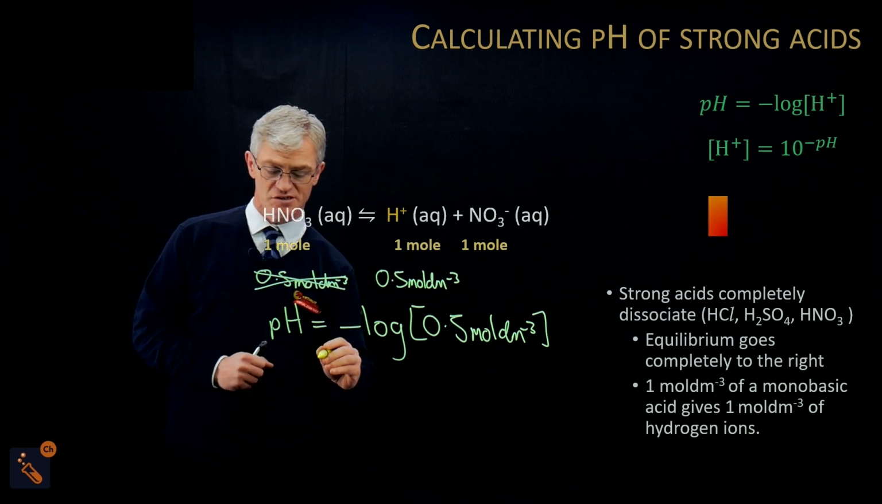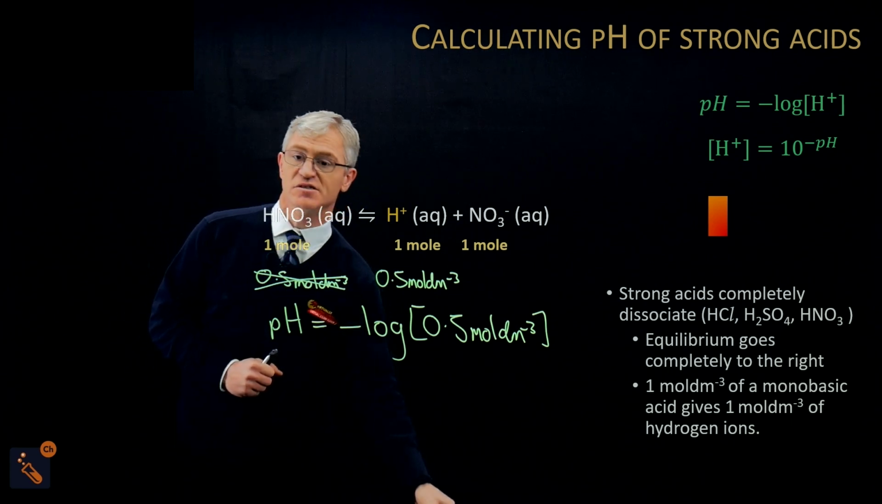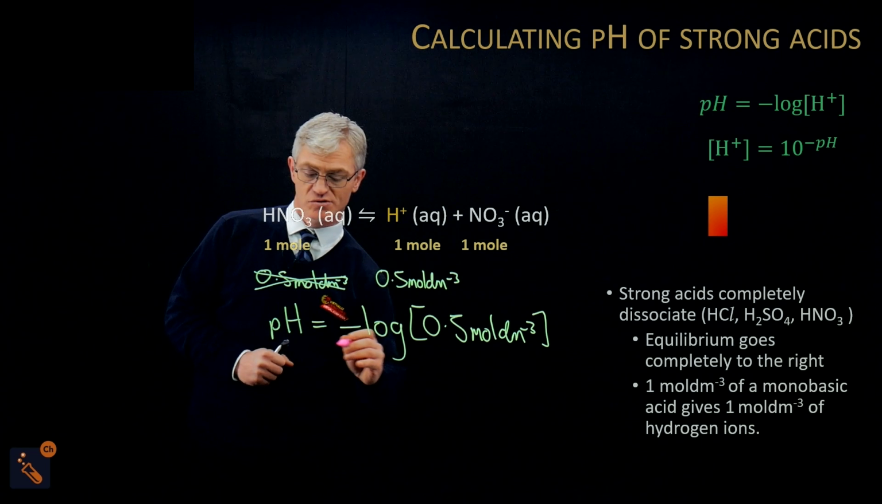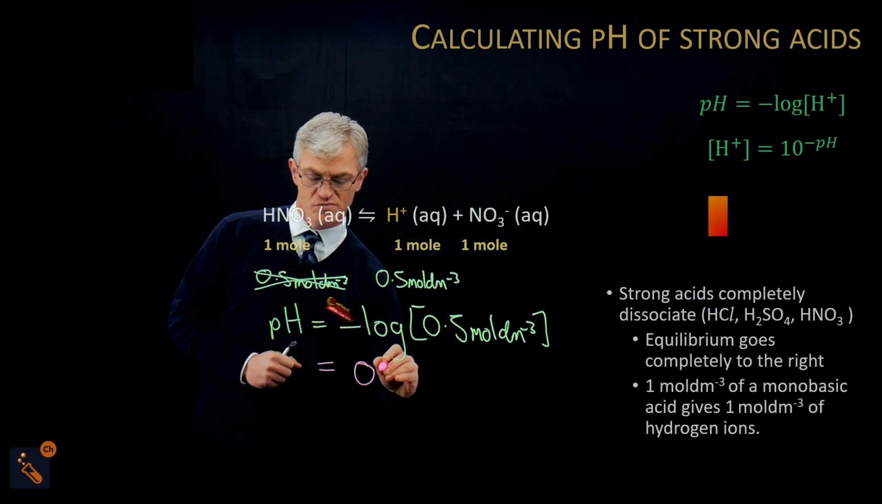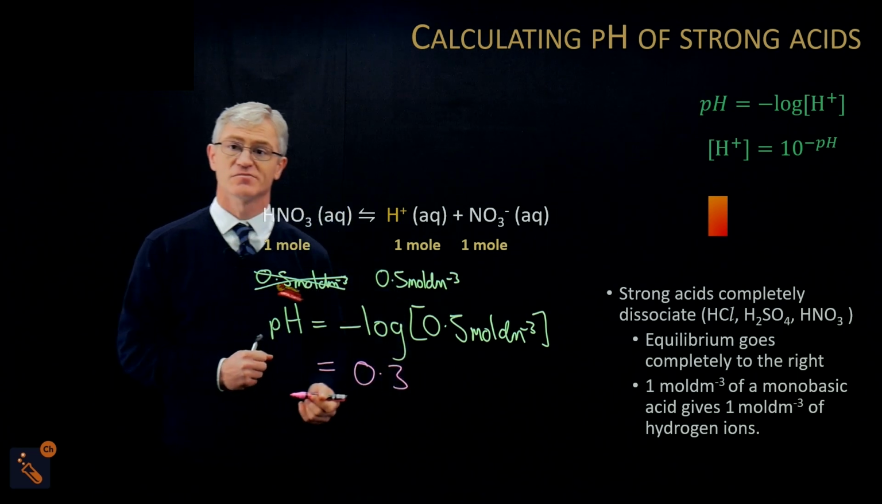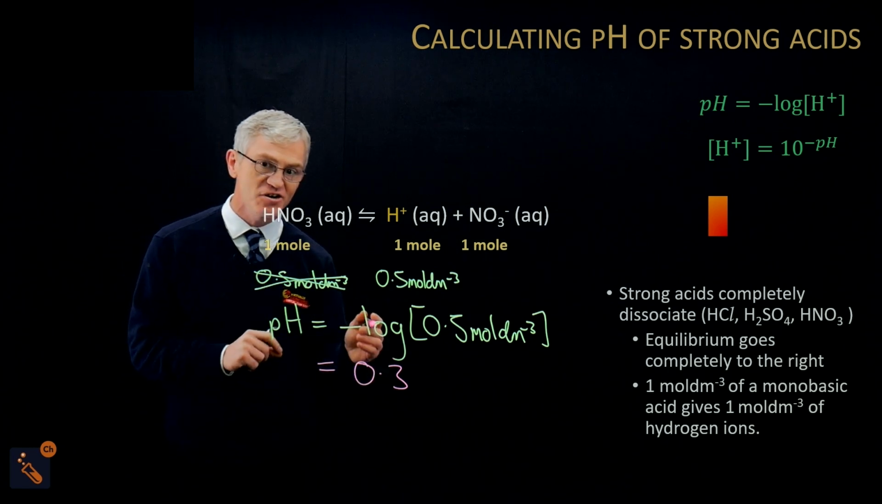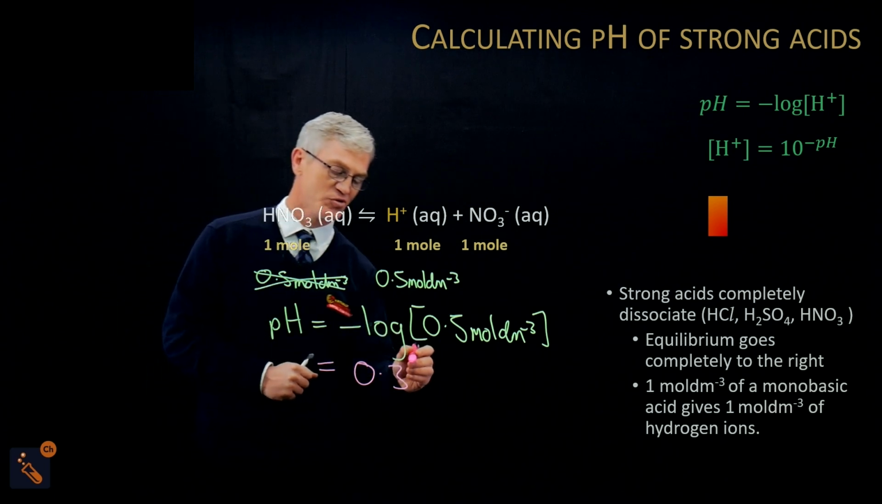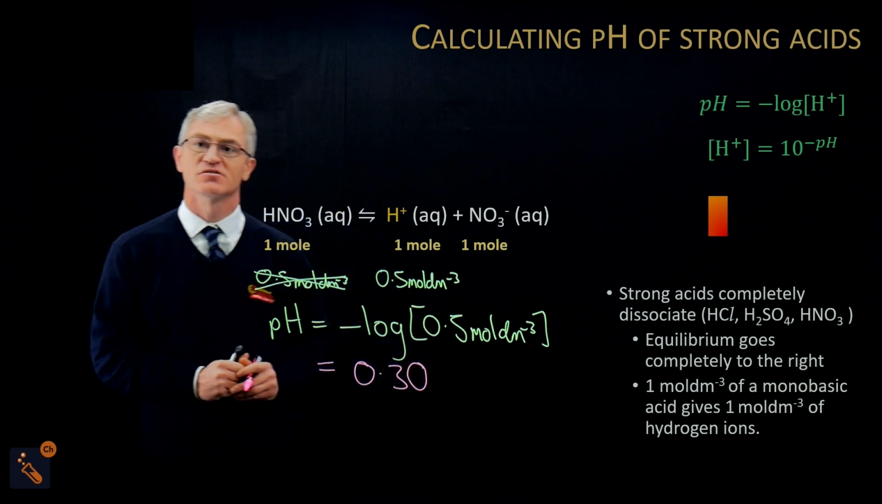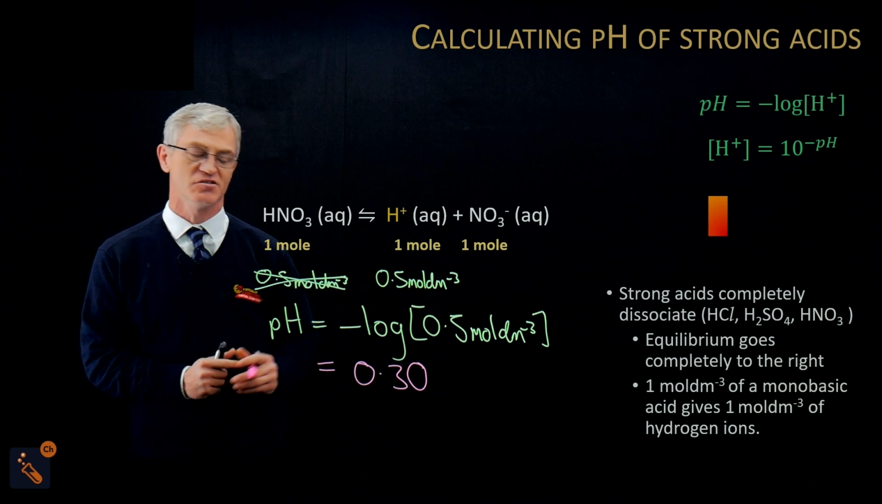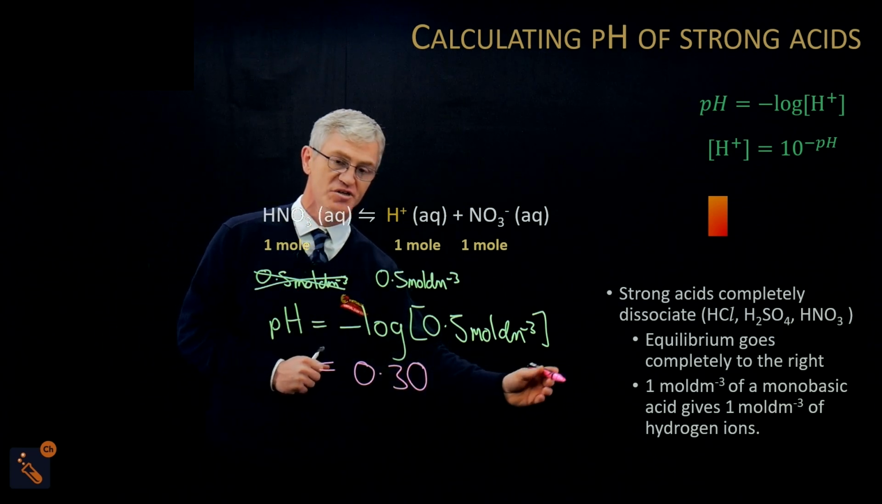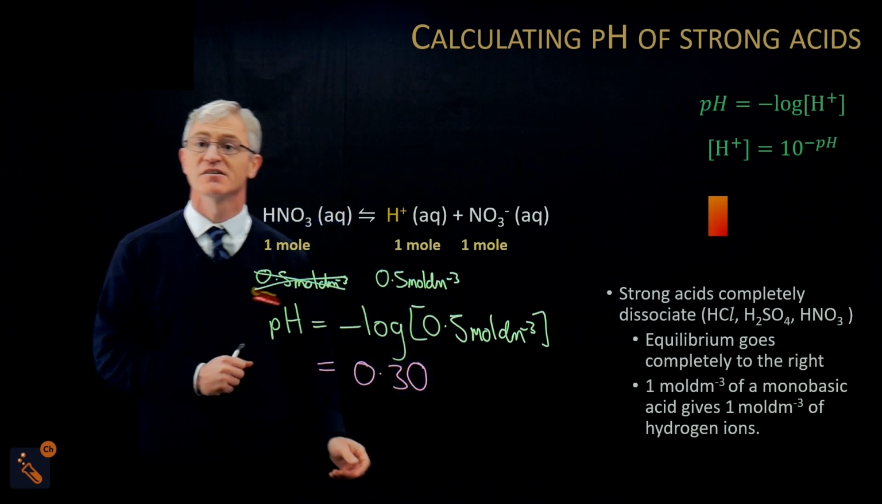And all we do is put it into the calculator, use a different coloured pen, and that will equal 0.3. Now, question you've got to ask yourself, is that correct? Okay, not correct, because the tip at the start was it would have 2 decimal places. So it's 0.30, no units whatsoever, pH doesn't have any, okay?